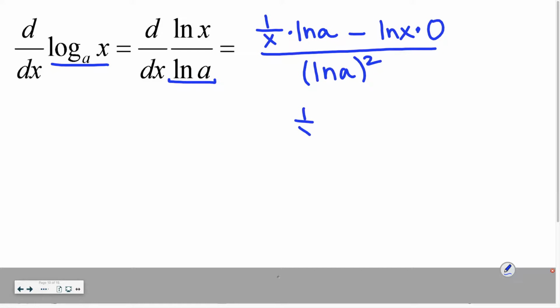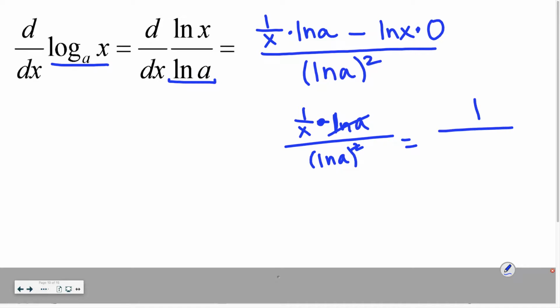Well, we have the natural log of x times 1 over x times the natural log of a minus 0, all over the natural log of a squared. So one of those will cancel here, and we simplify this to 1 over x natural log of a. Okay? I will never ask you to reproduce that. So don't worry about that.